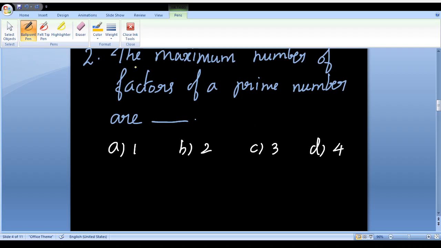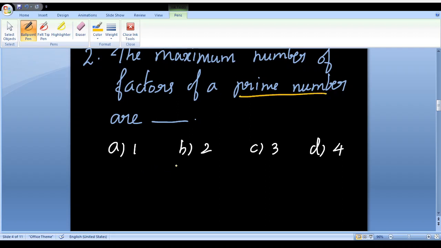So see the question here. The maximum number of factors of a prime number are dash. We have four options here again. Option A is 1, option B is 2, option C is 3 and option D is 4. So what is the question? See here, maximum number of factors of a prime number.